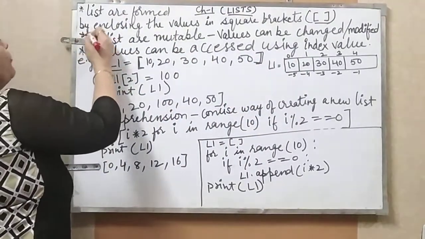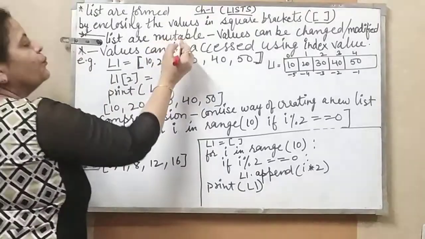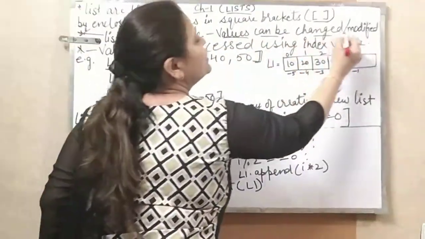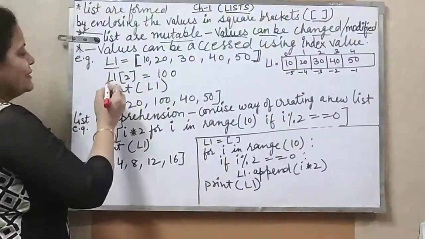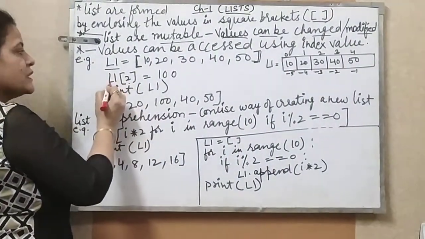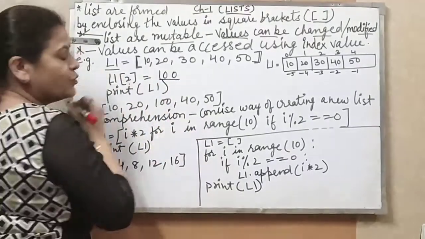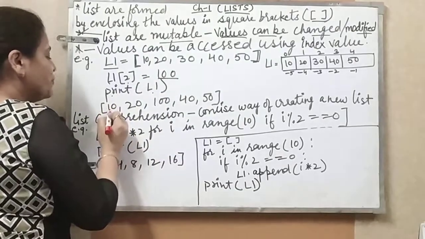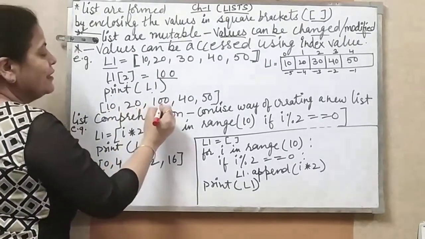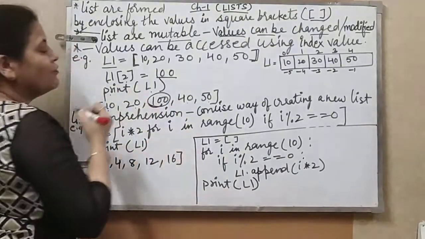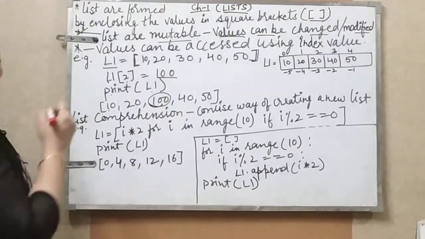The second point for the list is lists are mutable, where mutable means the values can be changed or modified. For example, if I say L1, second position of list should be changed to 100. Then if I write print L1, it will give me the value as 10, 20, 100, 40 and 50. So the second position value is changed.